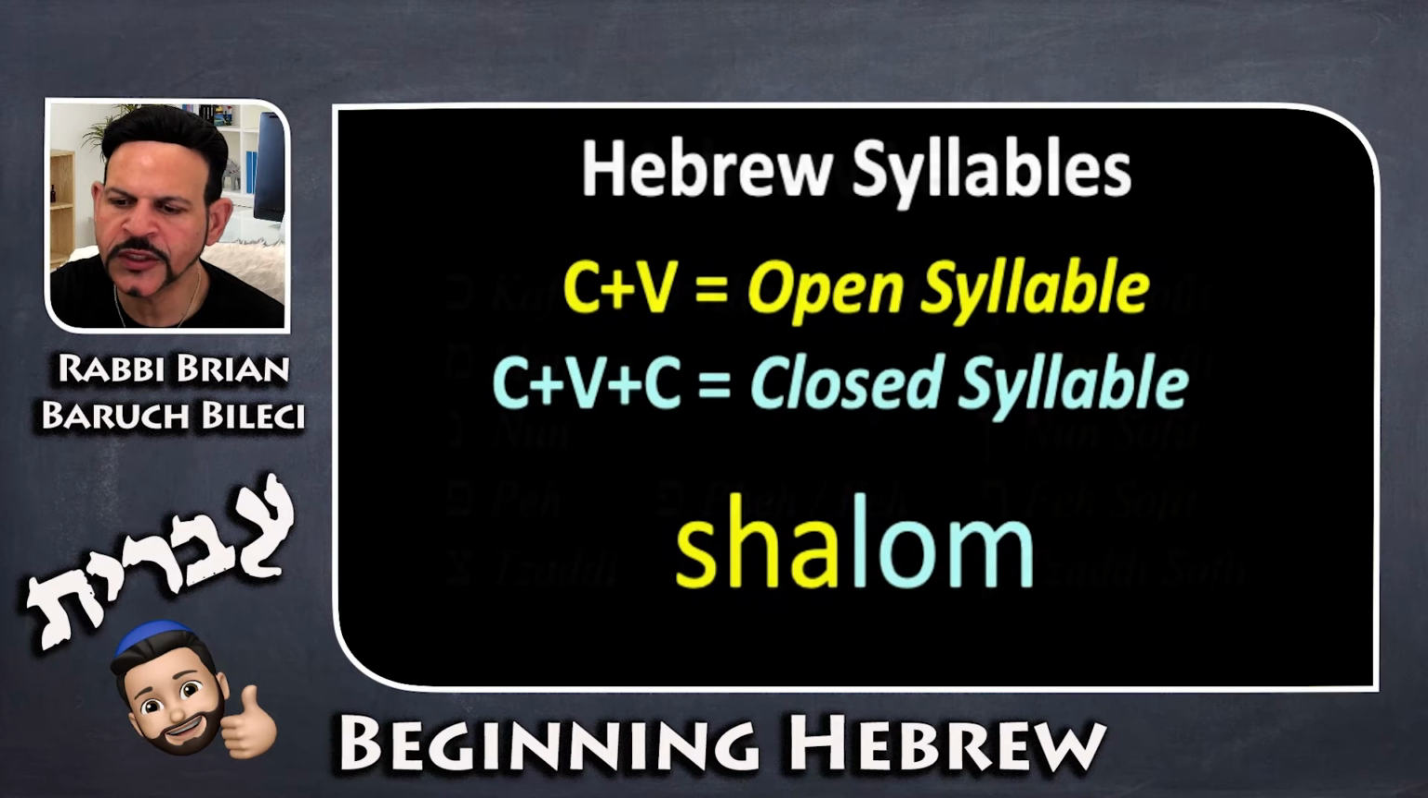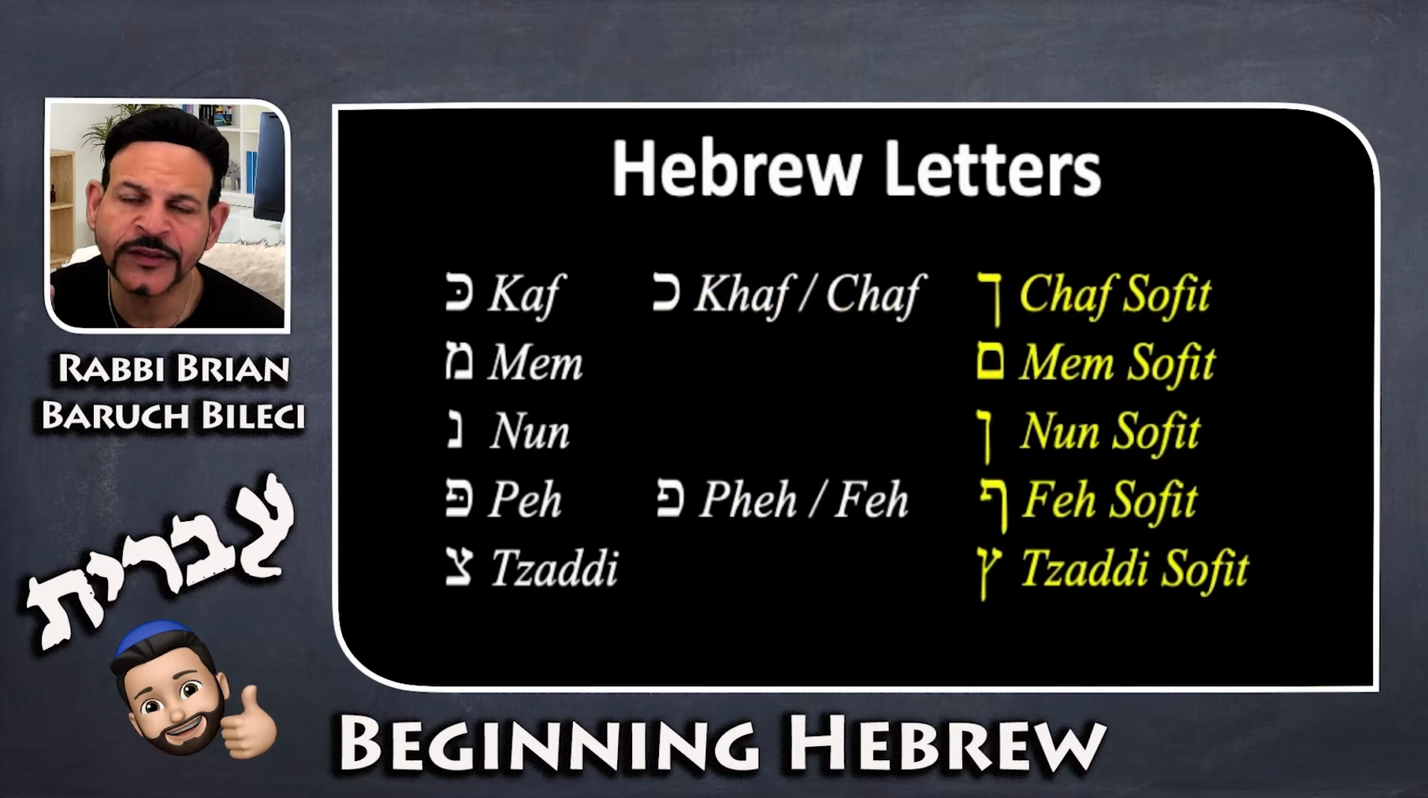So the mem is a special mem, one of 5 special letters at the end of a word. 5 of our letters in Hebrew have a different look. Khaf, backwards looking C, with a dot in the center called dagesh, gives us a K sound. Without the dagesh, it's a KH or CH in transliteration instead of K. So we have the K sound for Khaf, and we have the KH or CH for Khaf. And at the end of the word, it's Khaf Sofit, looking a little different.